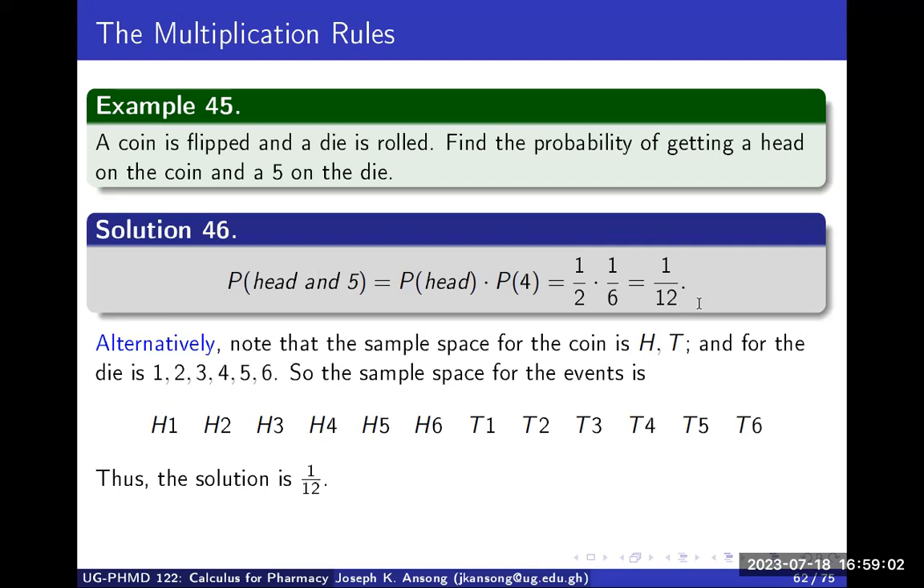But using this formula is much easier and simpler, because you can imagine that if these events were more extensive, with a lot of outcomes in this one and also a lot here, this would be a very long list. It would be difficult to set up the sample space. So it's easier to apply the formula.